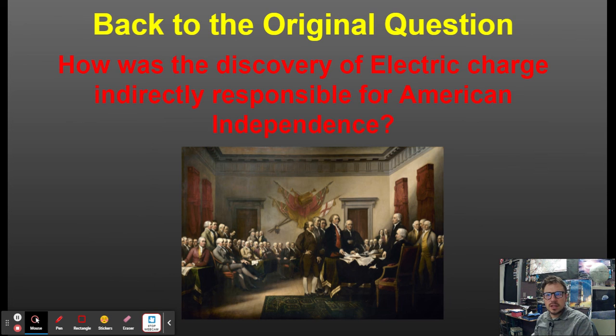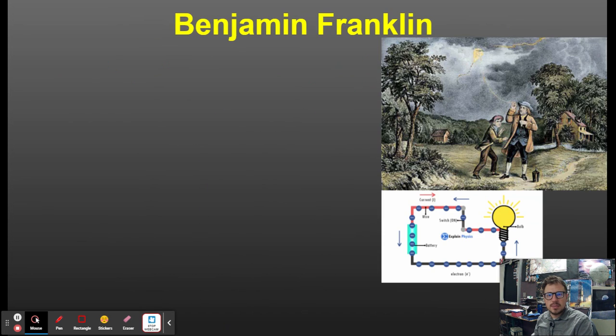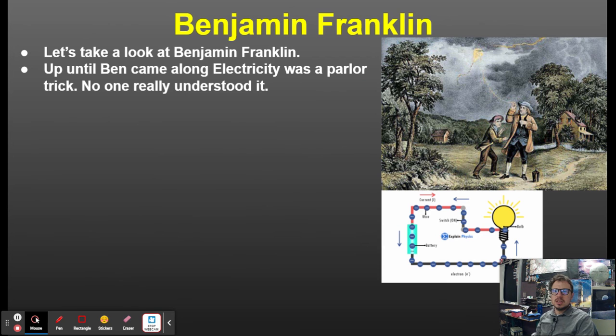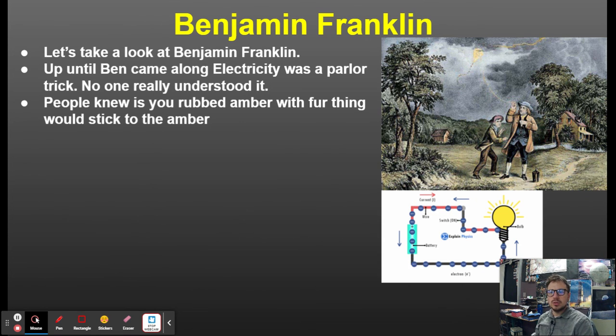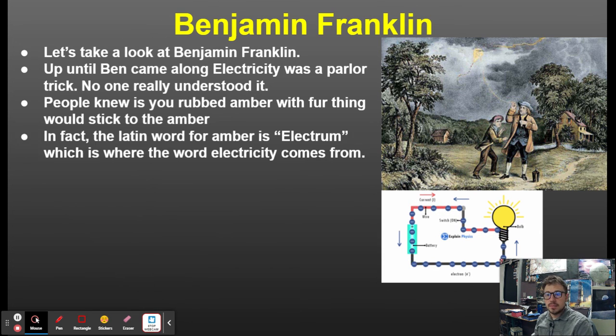So let's answer this question. How was the discovery of electric charge indirectly responsible for American independence? So that takes a look at Ben Franklin, right? Up until Ben came along, electricity was a parlor trick. No one really understood it. There were shows where people would just get shocked, right? People knew that if you rubbed amber with fur, something would stick to that amber, right? In fact, the Latin word for amber is electrum, which is where the word electricity comes from.